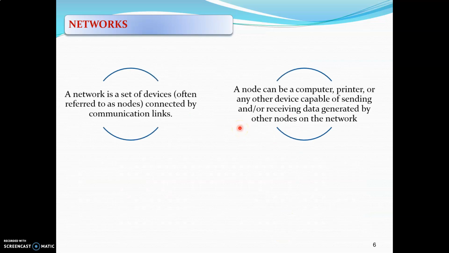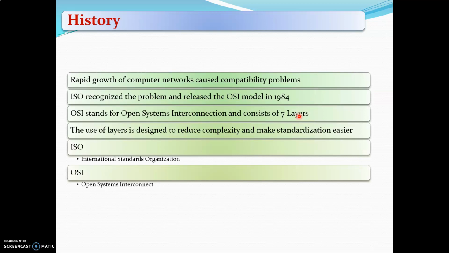Next one, networks. A network is a set of devices, sometimes called nodes, connected by communication links. A node can be a computer, printer or any other device capable of sending or receiving data generated by other nodes on the network.